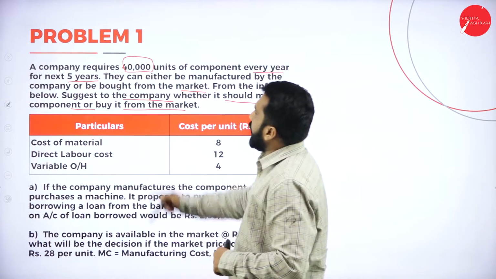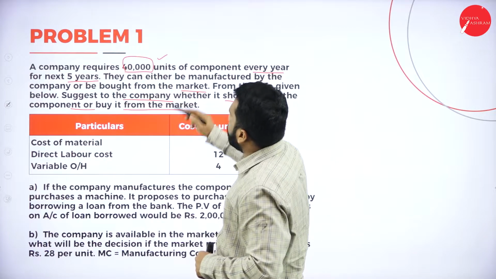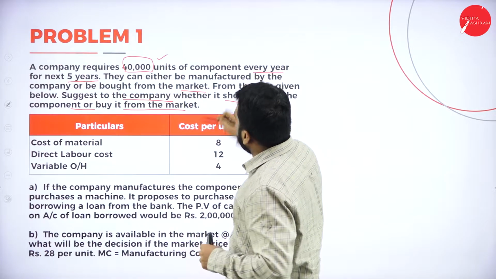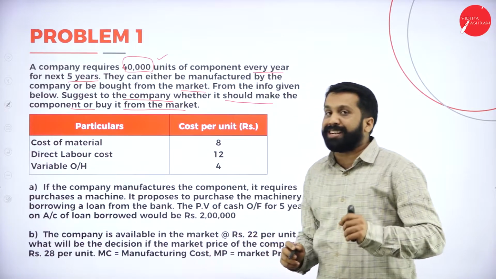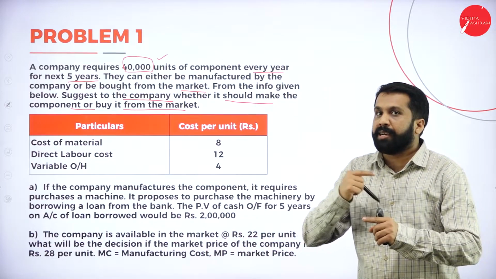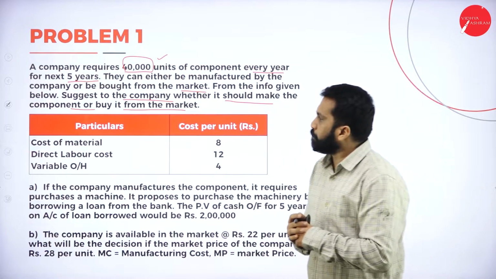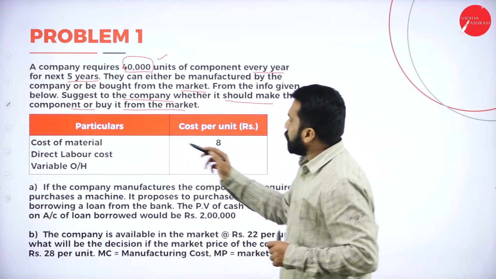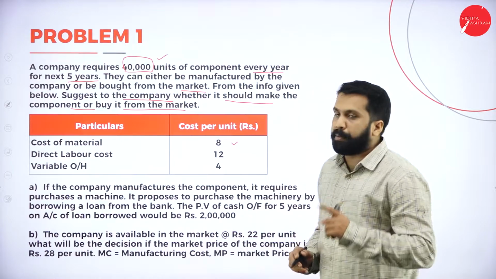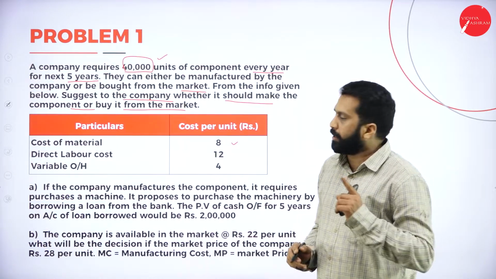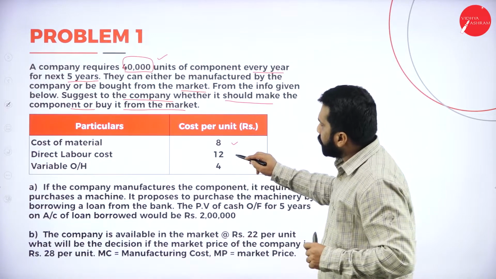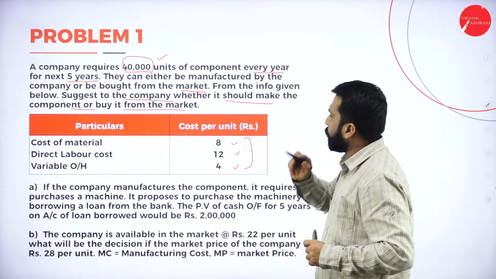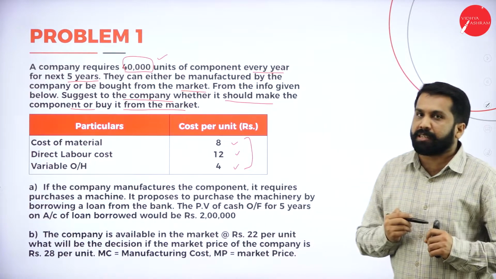Again, I'll repeat. A company requires 40,000 units every year for 5 years. From the following information, should they buy or should they manufacture? Now, if they manufacture, what are the costs? Cost of material is 8 per unit, labor cost is 12, and variable overhead is 4. These are the costs to be incurred.